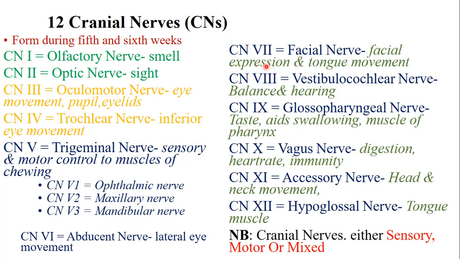And then cranial nerve number 7, otherwise known as facial nerve, is the nerve for facial expression. So frowning, smiling, all that is facial nerve, and it also helps in tongue movement, moving of the tongue in and out of the mouth. Then cranial nerve number 8, otherwise known as vestibulocochlear nerve, it's a nerve for balance and hearing. Okay, so it's one nerve but it has two functions.